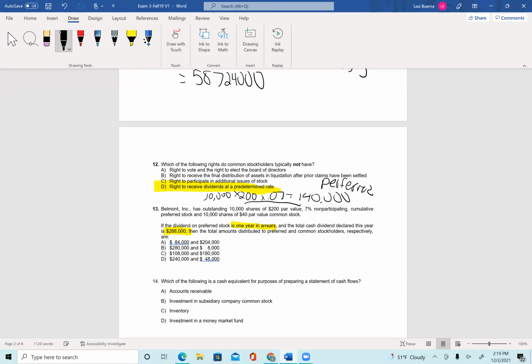Oh, sorry, it's cumulative non-participating. So that's our preferred amount. Now we also have 1 year in arrears, so that's that. And then we also need a current year. So our current year is also going to be 140,000, which is the same. You can use the same calculation because it's non-participating cumulative, so it's going to be the same. So then that total 140 plus 140 equals 280.